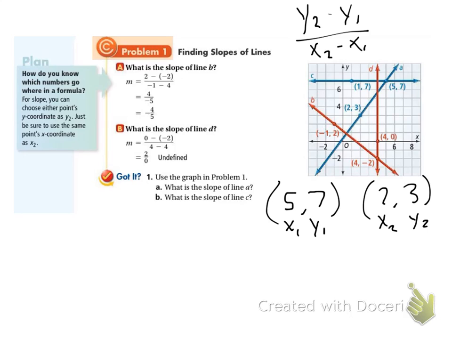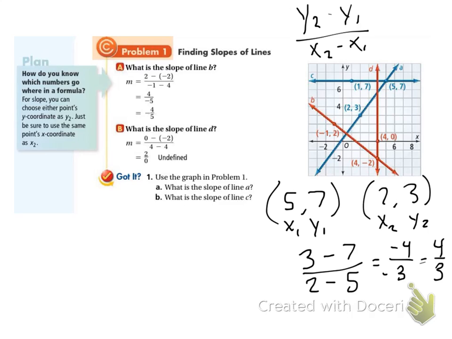So now I can plug those in. My y2 is 3. My y1 is 7. My x2 is 2. My x1 is 5. So I get negative 4 over negative 3. 2 negatives make a positive, so this is just 4/3.